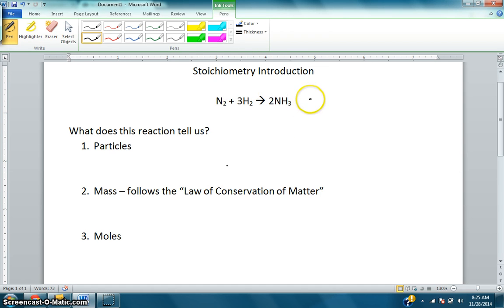So the reaction we're going to be working with today is making ammonia, which is this guy right here. We can use him as a household cleaner. So this is a really good thing that we need. So what this reaction tells us is three different things.